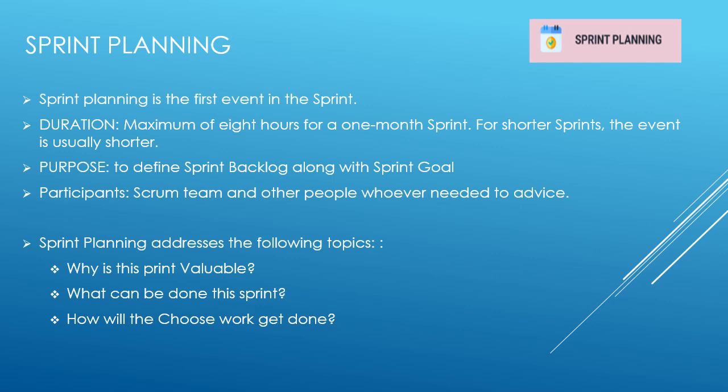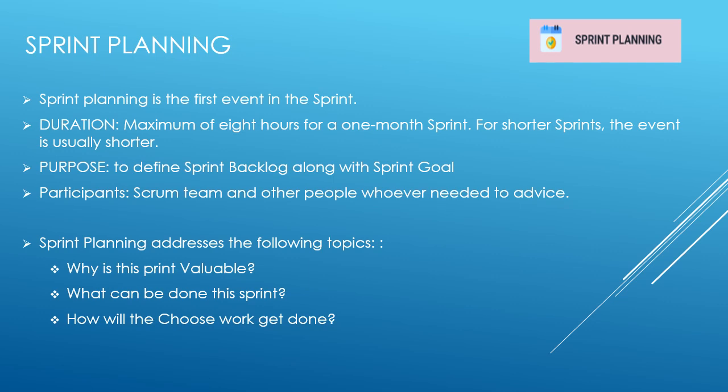2. What can be done this sprint? The answer to this would be the selected items from the product backlog to include in the current sprint. Number 3. How will the chosen work get done? For the selected product backlog items, the developers define a plan to create an increment that meets the definition of done. No one else tells the developers how to turn the product backlog item into an increment.